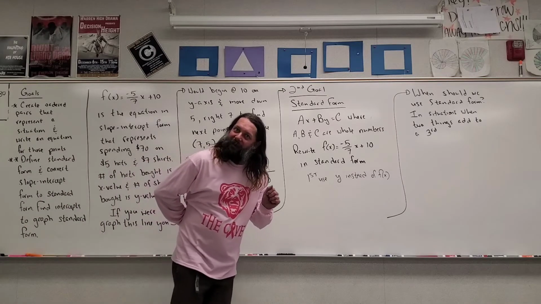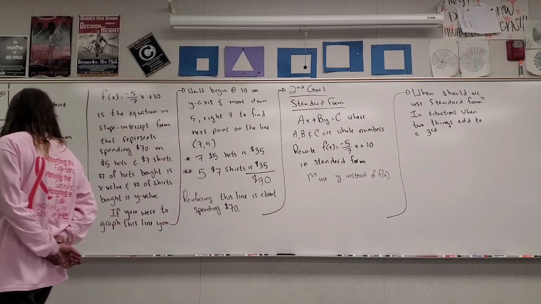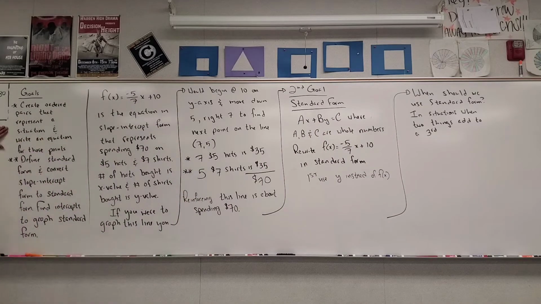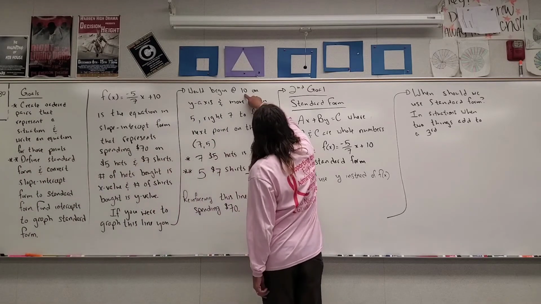So let me clean all this up and I'll be back. I'm back. So let's go ahead and continue with this lesson. So we've created ordered pairs that represent a situation, and we've written the equation for those points. And here's my equation, and this is the equation in slope-intercept form that represents spending $70 on $5 hats and $7 shirts. The number of hats we bought is the x value, and the number of shirts we bought is the y value.